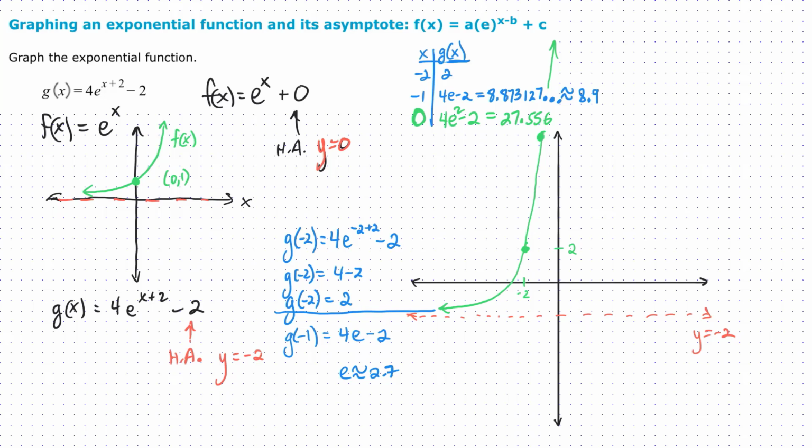Make sure you label some ordered pairs. Label your horizontal asymptote. Very important. So what am I going to circle here for details? I'm going to circle the ordered pairs. Circle your graph. Circle your horizontal asymptote. And there's an answer.